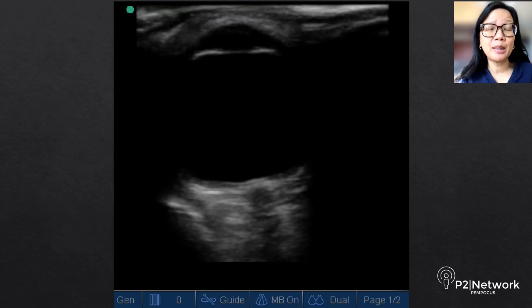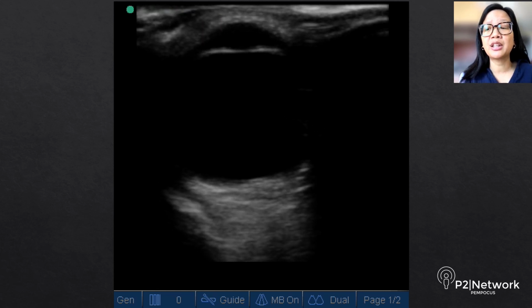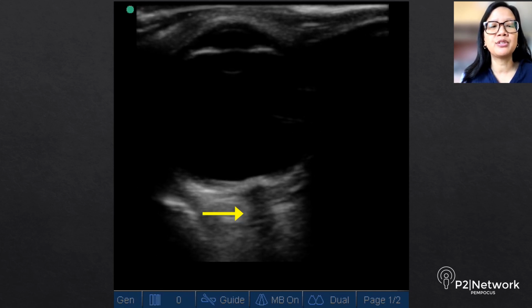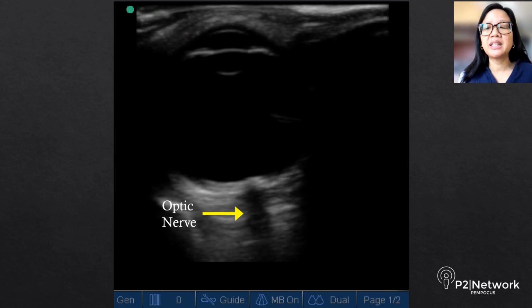On exam in the ED, the patient looked relatively well. His vital signs are normal. His neuroexam is non-focal. He's not lethargic. And you can see here on this ocular ultrasound, here is his optic nerve entering the retina posteriorly at a slightly oblique angle. Eyeballing it, it seems a bit wide.